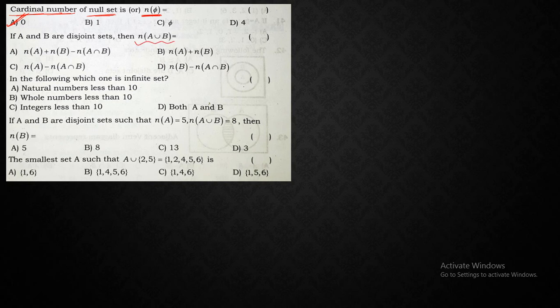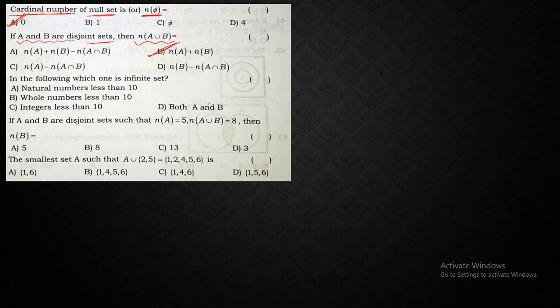What is the formula of n of A union B? Before that, what he has given is that A and B are disjoint sets. Disjoint sets means A intersection B is equal to phi, that means n of A intersection B is equal to 0. So clearly option B is the answer, which we have already discussed.